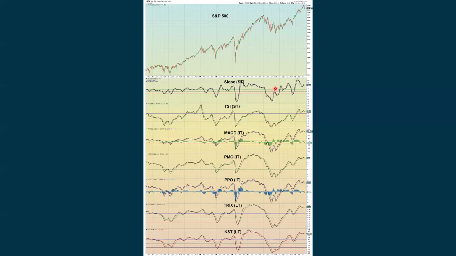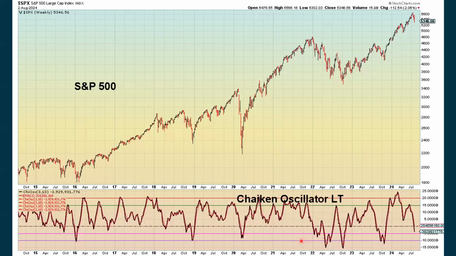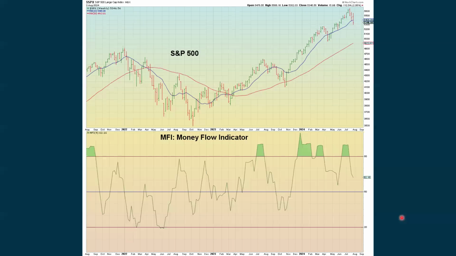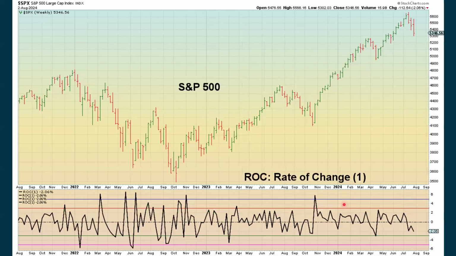So the momentum, we're starting to roll over with the slope TSI, the MACD, looking a little weak here with the PMO, the PPO, but we're still pretty much flat with the long-term oscillators. And we're declining. And actually, in Friday's session, the Chaikin oscillator went up. Go figure that one. But we're declining below the moving average, or below the midpoint here. This is also another smart money indicator that we follow. The force index had been coming down and actually now is turned over negative. And we're declining, but still above 50 with the money flow.